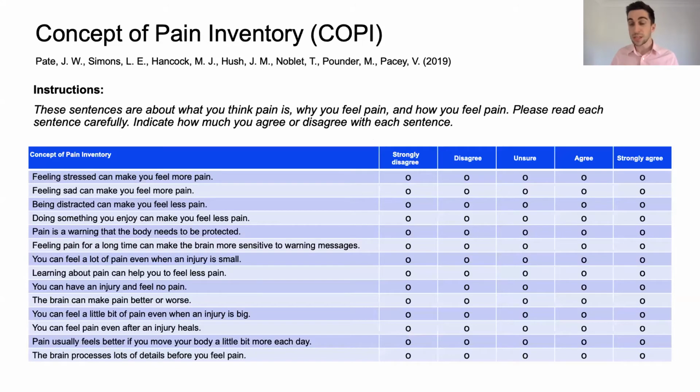So this is what the 14-item questionnaire looks like for children. You can see there's sentences and then there's a 5-point response. So the instructions are, these sentences are about what you think pain is, why you feel pain, and how you feel pain. Please read each sentence carefully and indicate how much you agree or disagree with each sentence.